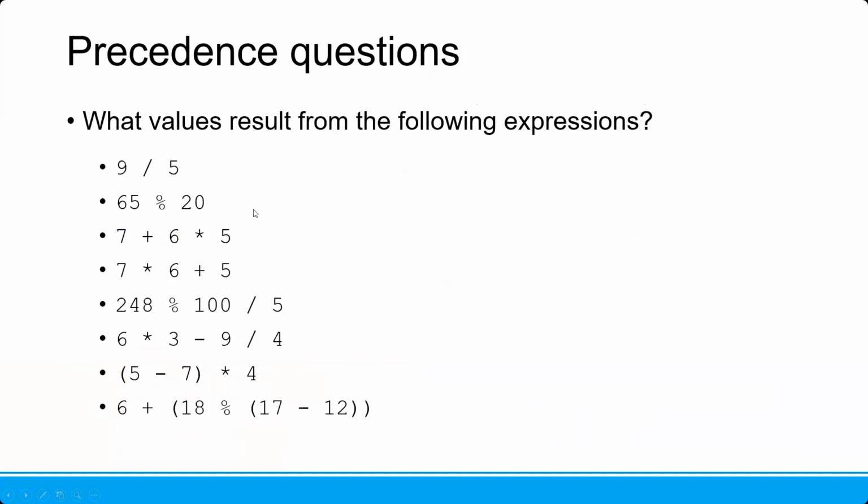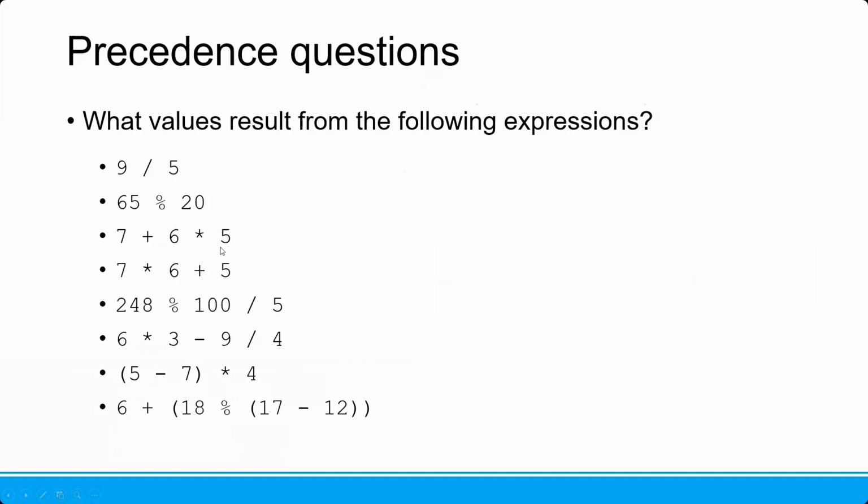Okay, let's practice. What is the result of 9 divided by 5? It is 1.8. Okay. What is 65 remainder 20? 5. Okay.